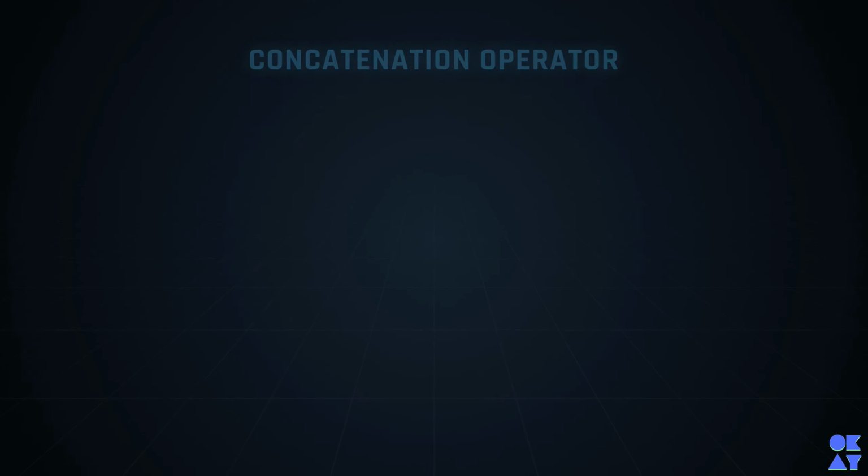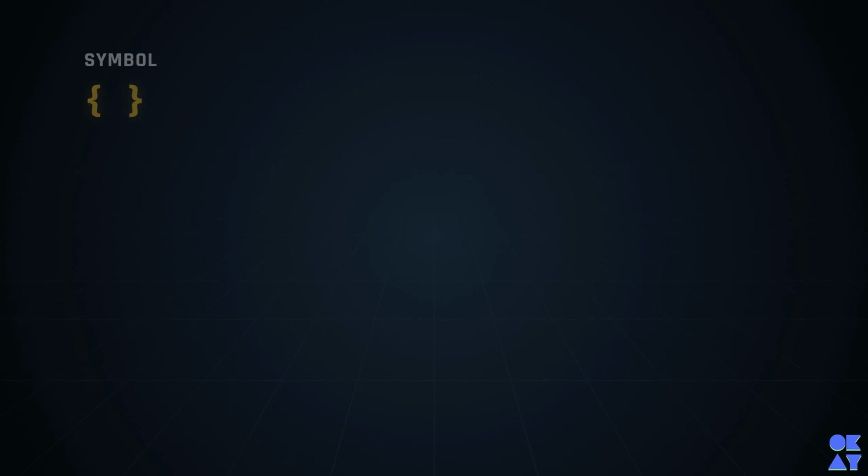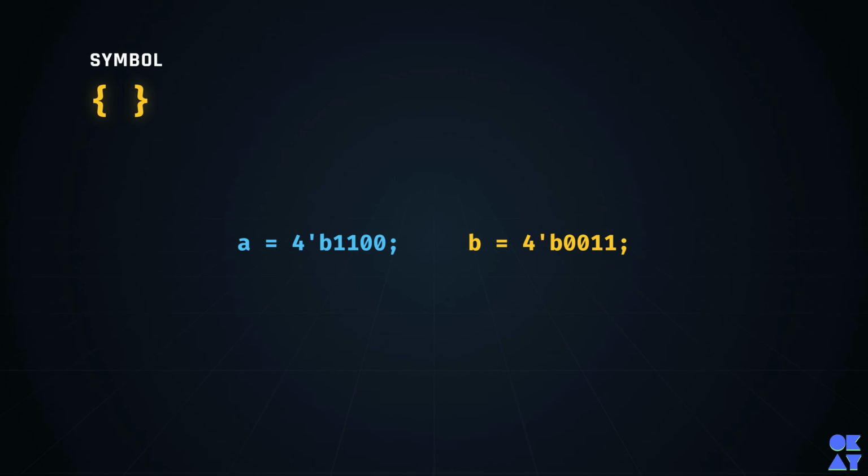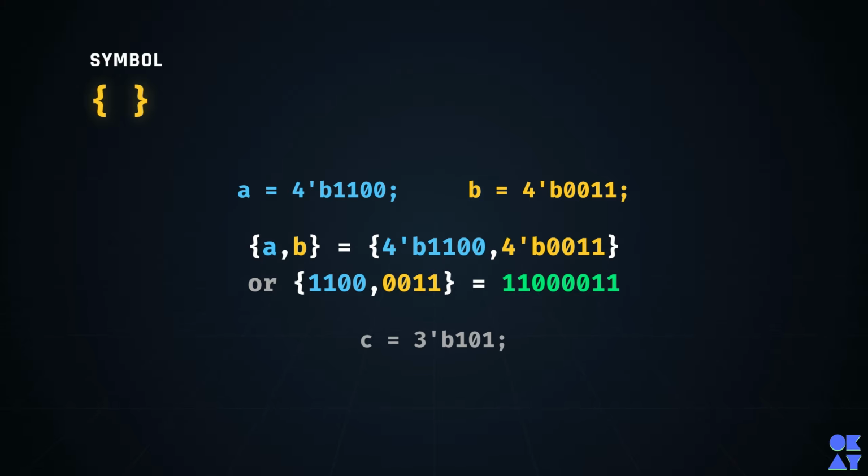Concatenation operator. Concatenation simply means join two numbers. Symbol is {}. Example: A equals 4'b1100 and B equals 4'b0011. Concatenation of A and B is 8'b11000011. That's it. Simple. Let's add a third variable.